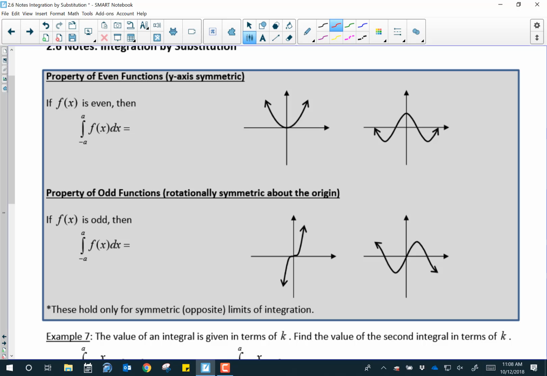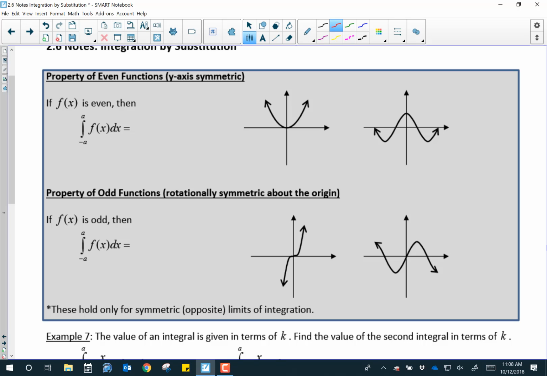So, even and odd functions, a review from pre-calc. Even functions, as you can see, are symmetric about the y-axis. That's the definition of an even function. An odd function is rotationally symmetric about the origin. If you rotate it around 180 degrees, you get the same function. So that's geometrically what you're looking at.